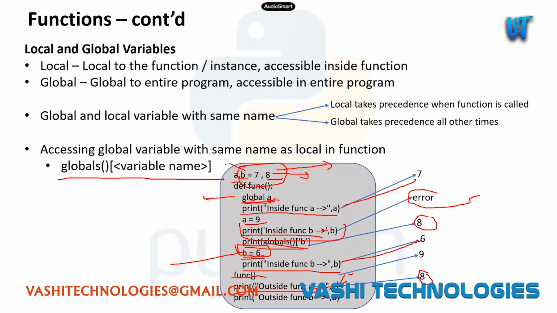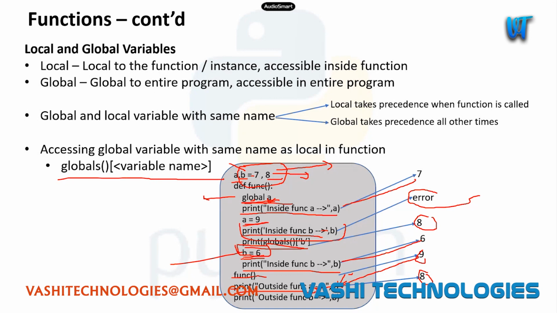Outside the function, initially I have initialized A with 7 and within the function I have made some change. I have reassigned A to 9. And if I'm accessing it outside, A will be printed as 9. The reason being, I have defined A as a global variable, not as a local variable.